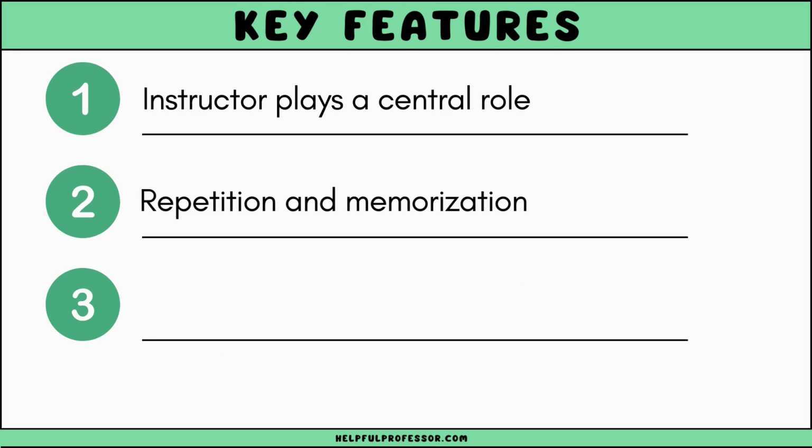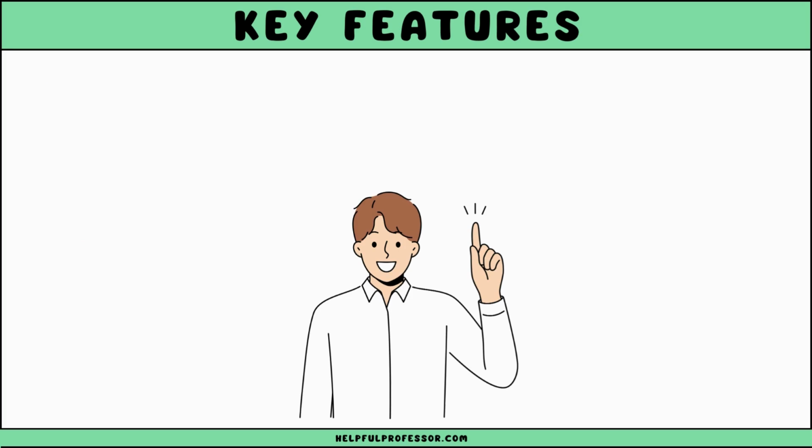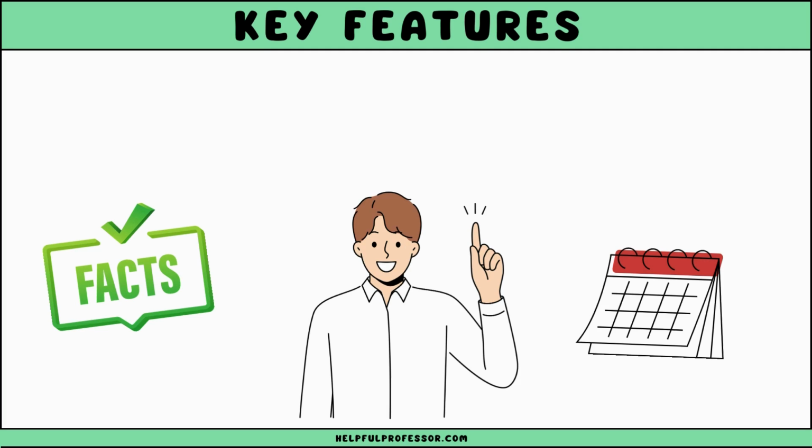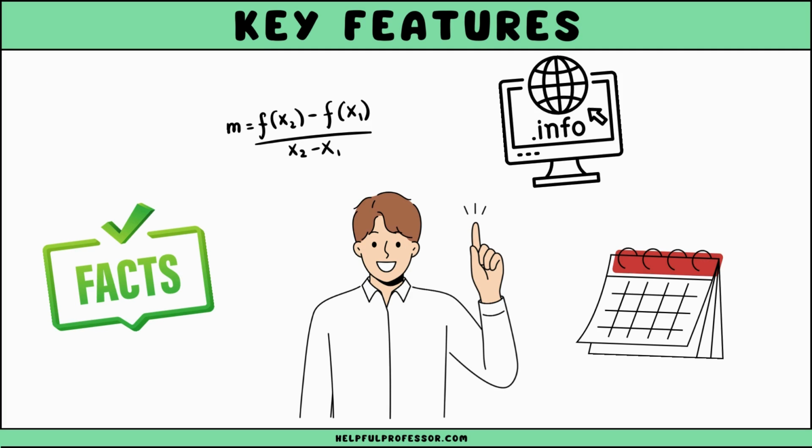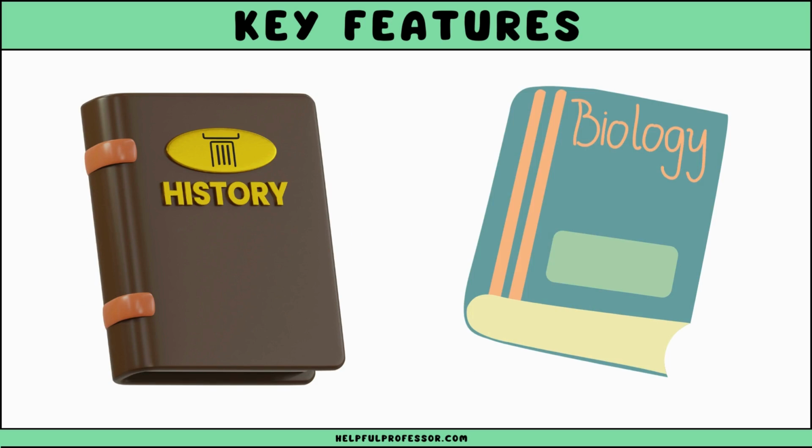Secondly, passive learning relies heavily on repetition and memorization. Students are often required to memorize facts, dates, formulas, and other information to recall later. This technique is effective for subjects that require a lot of factual knowledge, like history or biology.